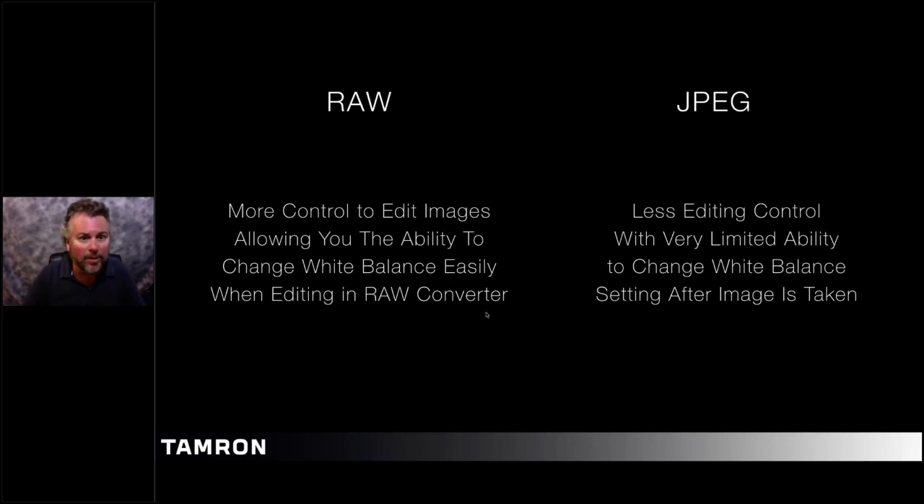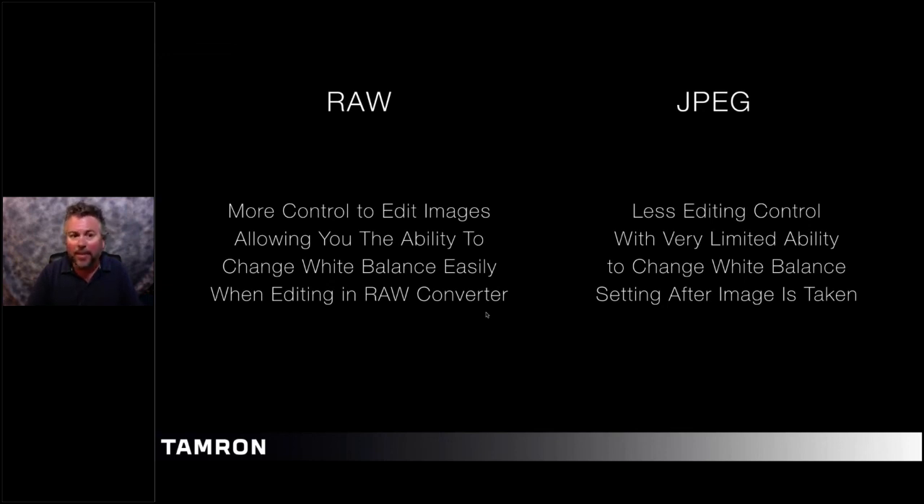It's a piece of dough that you can do anything with. You have more control to edit images, allowing you the ability to change white balance easily when editing in a raw converter. That means you can take a scene shot in auto white balance and change it to anything you want. You can take a scene that was shot accidentally in tungsten and it looks really blue. Guess what? You can go to auto white balance, you can go to daylight, you can go to anything you want, and it'll change it automatically without harming the image.